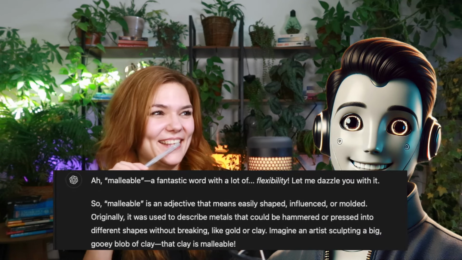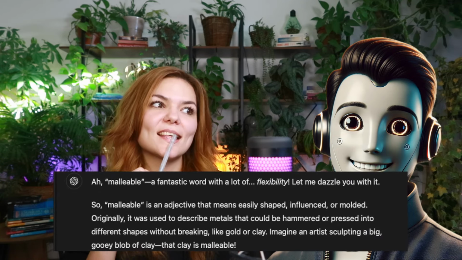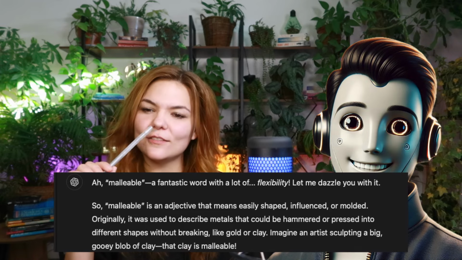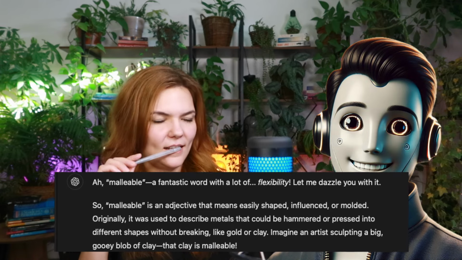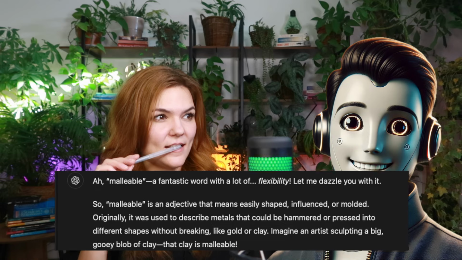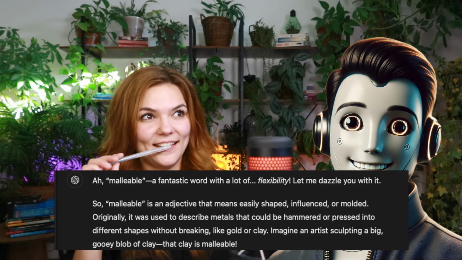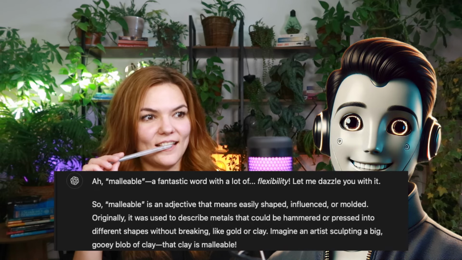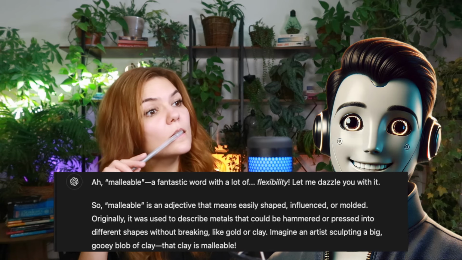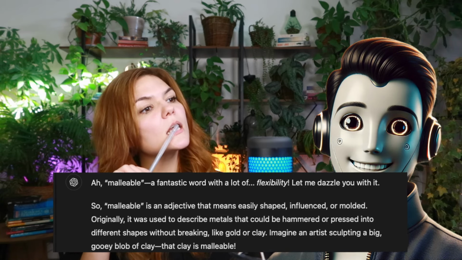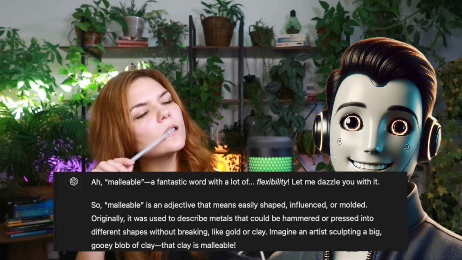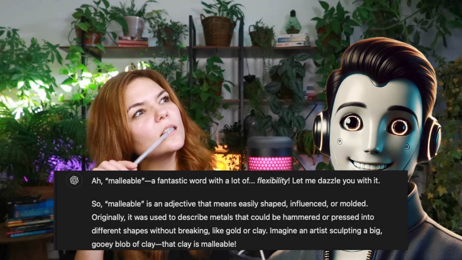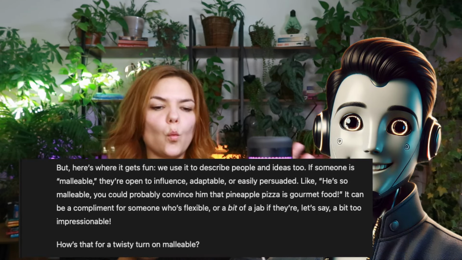Malleable, a fantastic word with a lot of flexibility. Let me dazzle you with it. So malleable is an adjective that means easily shaped, influenced, or moulded. Originally, it was used to describe metals that could be hammered or pressed into different shapes without breaking, like gold or clay. Imagine an artist sculpting a big gooey blob of clay. That clay is malleable.